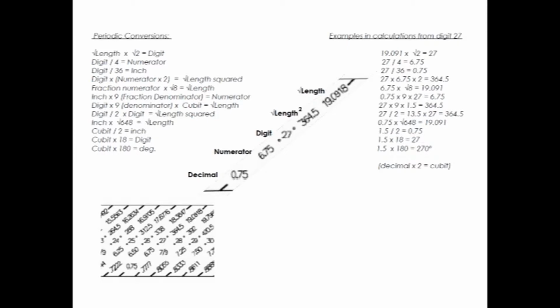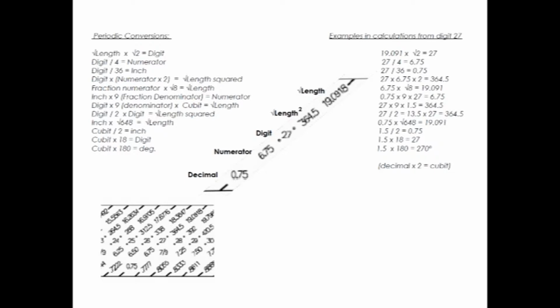Digit divided by 4 equals the numerator. 27 divided by 4 equals 6.75. Digit divided by 36 equals the inch. 27 divided by 36 equals 0.75. Digit times numerator times 2 equals root length squared. 27 times 6.75 times 2 equals 364.5. Fractional numerator times root 8 equals root length. 6.75 times root 8 equals 19.091.